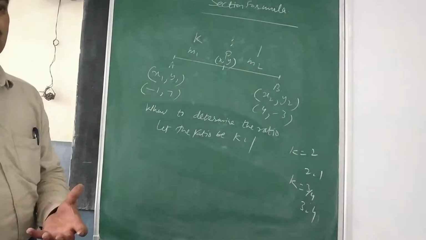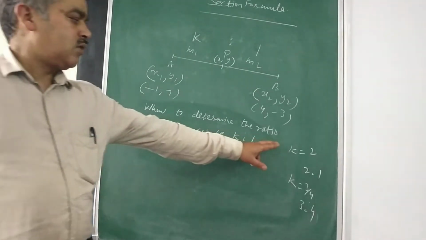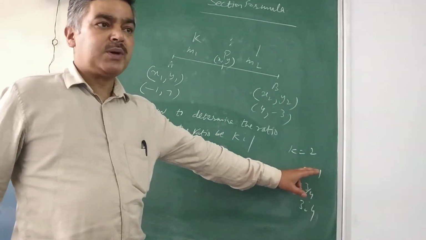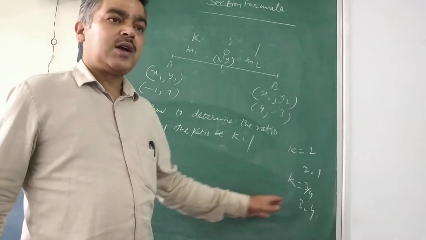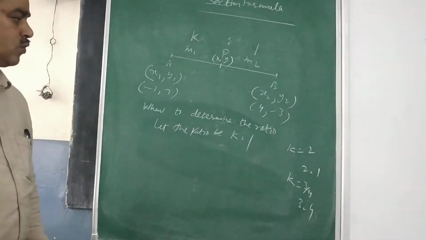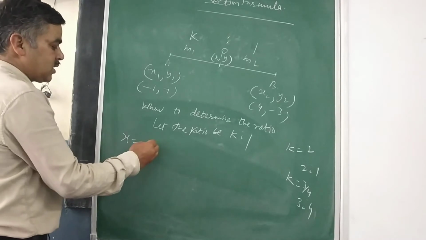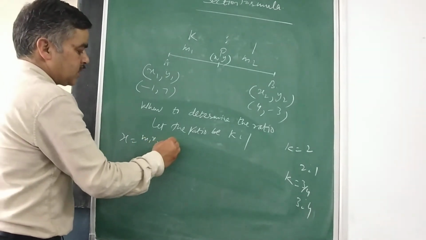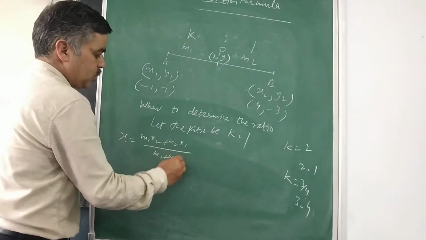So no need to take two variables. I have reduced from 2 to 1 simply to get the value of k. If I am getting k as a single number, I can put 1 in the denominator to write my answer. If k is equal to 3 upon 4, I can write my answer in the ratio of 3 ratio 4. And then how to use the formula? You write x is equal to m1 x2 plus m2 x1 upon m1 plus m2.